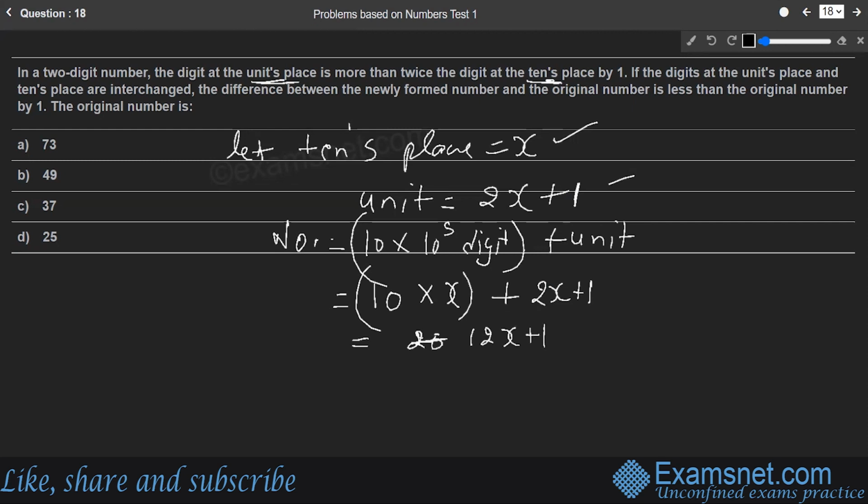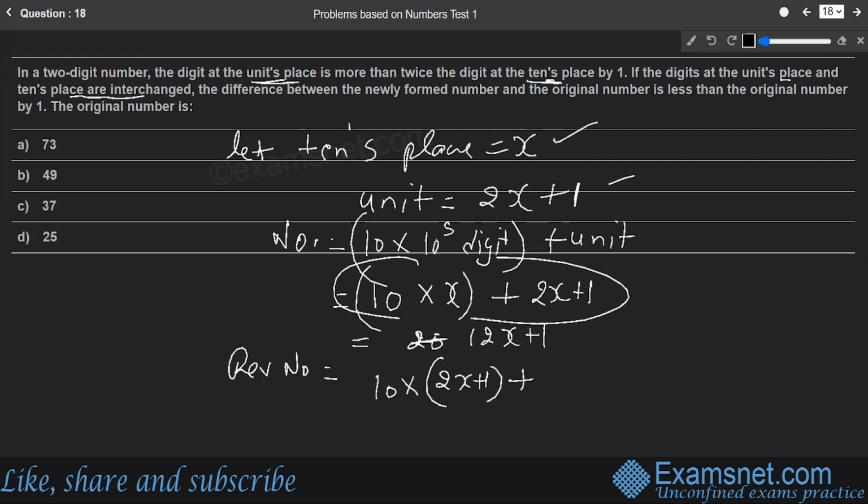Then he says if the digits at the units place and the tens place are interchanged. So when the digits are interchanged, we're going to get the reverse number. Now 10 times the unit digit will be 10 times 2x plus 1, and the tens digit will be just x, which gives 20x plus 10 plus x, which is nothing but 21x plus 10. That is the reverse number.